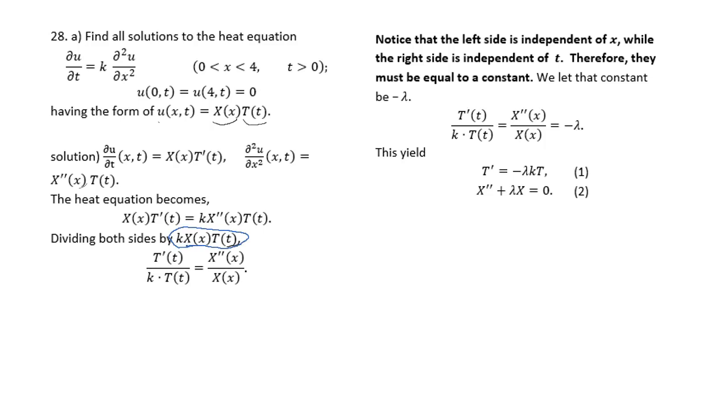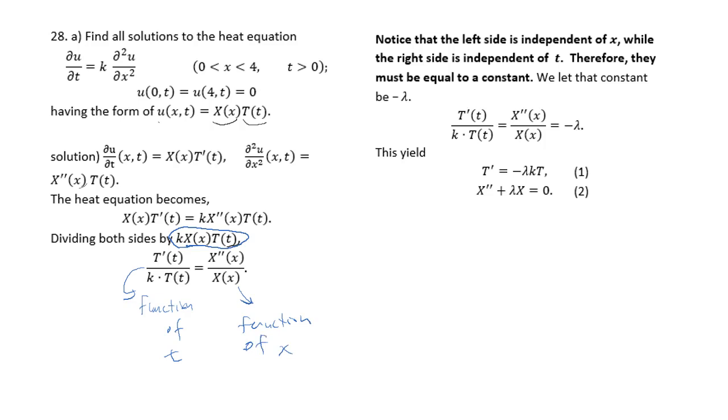Sometimes this k could be given as a value, so it could be like 0.1. In that case, you have to divide by 0.1 times X times T. So anyways, you divide this and you end up with this, and the crucial thing to write here is that the left side is a function of t, right? And then this one is a function of x.